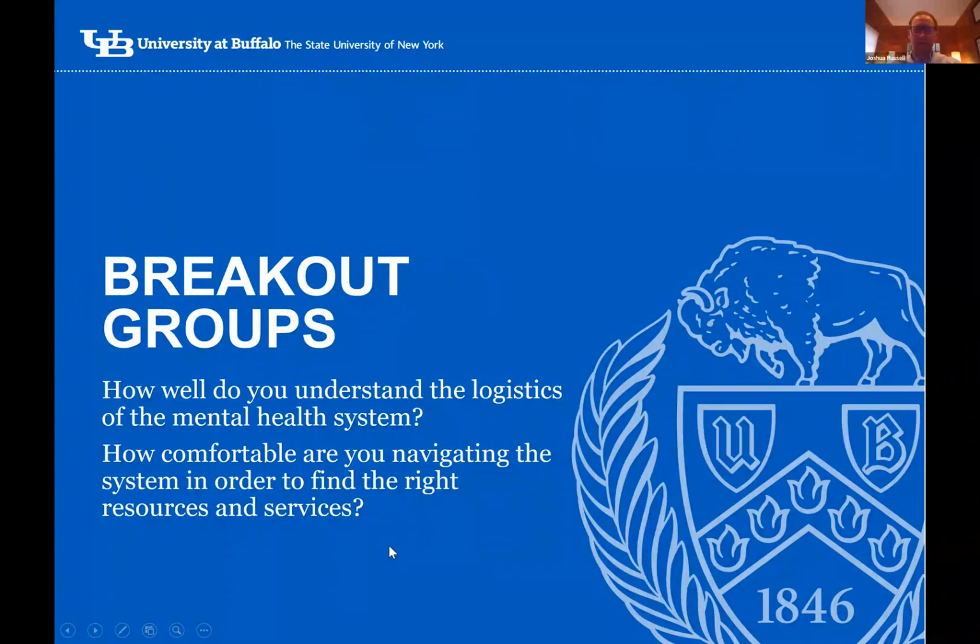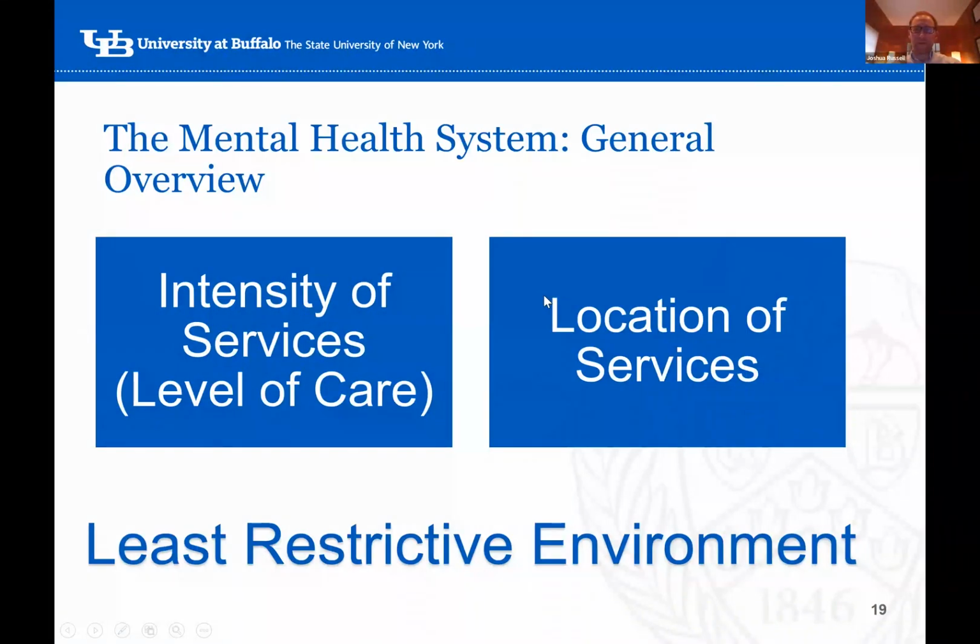The first graphic here, you see two big boxes, which is how we break down the mental health system. We organize things in two ways. One is by the intensity of the service, which is where the term level of care comes from, and then the location of the services. I'll get into that more in a little bit. And the buzz phrase to keep in mind is least restrictive environment.